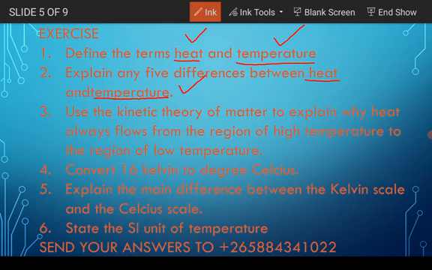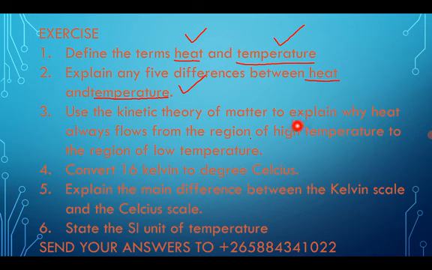Use the kinetic theory of matter to explain why heat always flows from the region of high temperature to the region of low temperature. Remember what the kinetic theory of matter states from your Form 3 physics. It states that matter is made up of tiny particles, which are in constant motion. But then we are looking at what happens. One end, you have high temperature there. All right, the other end, you have low temperature there. The behavior of the particles can be used to explain why heat always flows from the region which is at high temperature to the region which is at low temperature. So can you apply the kinetic theory to solve this particular problem?